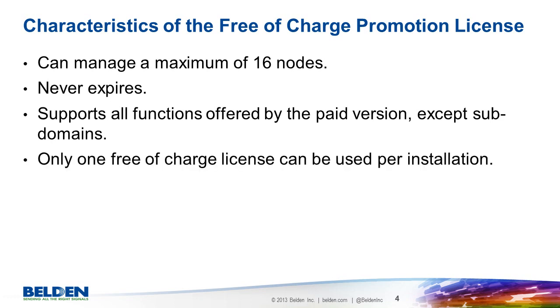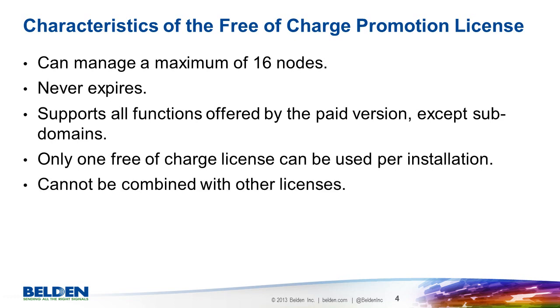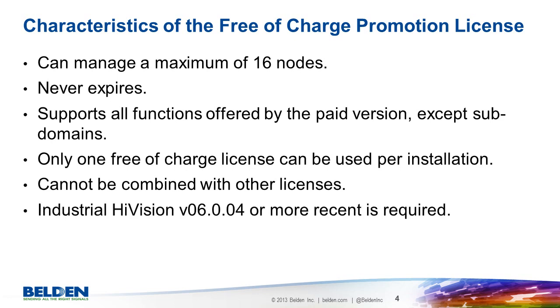The promotion licenses cannot be stacked. Only one can be used per installation. It's not possible to combine the promotion license with paid licenses. So if an Industrial HiVision installation has a 16-node promotion license and a 32-node paid license, the system will support 32 nodes in total. Finally, you need at least version 6 of Industrial HiVision to use the promotion license.